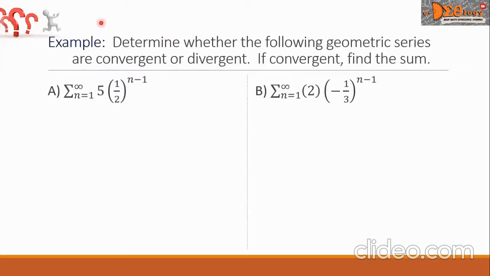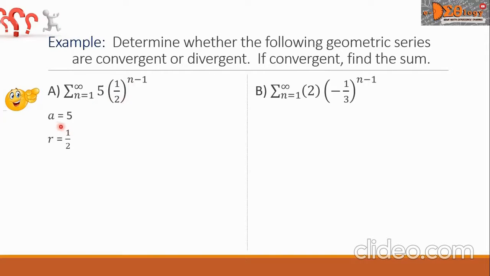Let us see this example. Determine whether the following geometric series are convergent or divergent. If convergent, find the sum. We have two sample problems here. Let's begin with problem A. Summation from n equals 1 up to infinity of the function 5 times the quantity 1/2 raised to n minus 1.